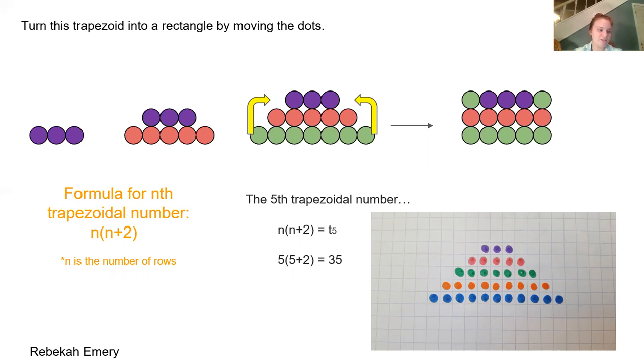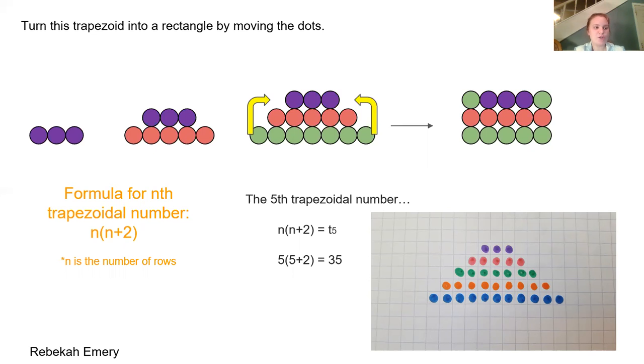Moving to the third picture, again, a row is added with 2 extra dots, 1 at each end. Checking the formula, we can see that 3 times 3 plus 2 equals 15. The trapezoidal number for our third number is 15. The formula for the trapezoidal number sequence has worked consistently.